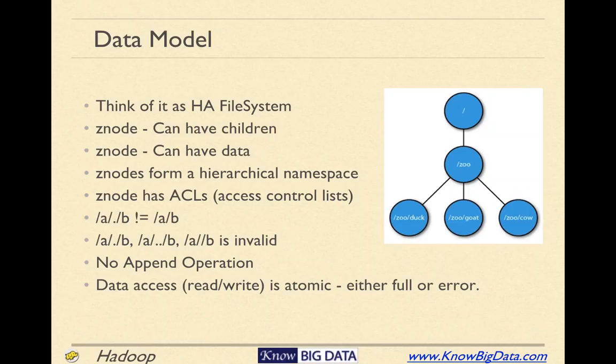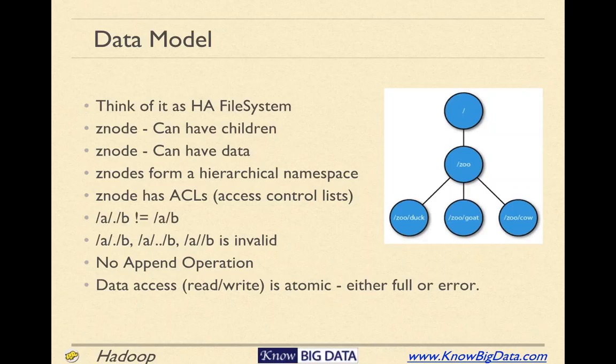At every node in this tree you can store data, and every node can have children, and the children can again have data and have further children, and so on. The way the tree is represented is by separating with slashes. The top level node is slash, which is the root node, under which you can define your own nodes, like slash zoo is a child of slash, and slash zoo slash duck is a child of slash zoo.